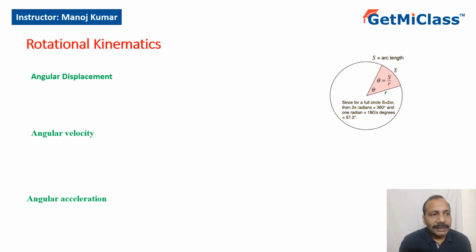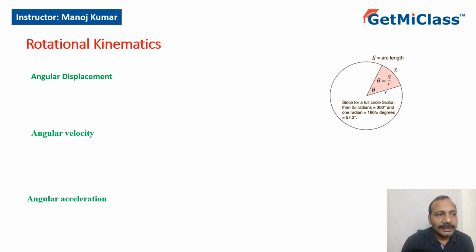Now in rotational kinematics, first let's define what is angular displacement. What do we understand by angular displacement? I can see the figure here. It shows a circular path. There is an arc length S, which is the shaded region, on the circumference, and angle theta. Now this theta is called angular displacement.